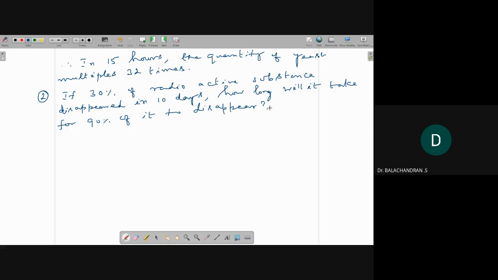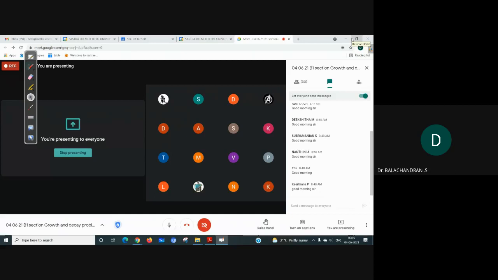So if you know, you can try. So again, I don't have a calculator now. Does anybody have a calculator? If any one of you has a calculator, you can tell the answer. Otherwise, you can wait for me, I will take my calculator. At least, yes, Shashwini.